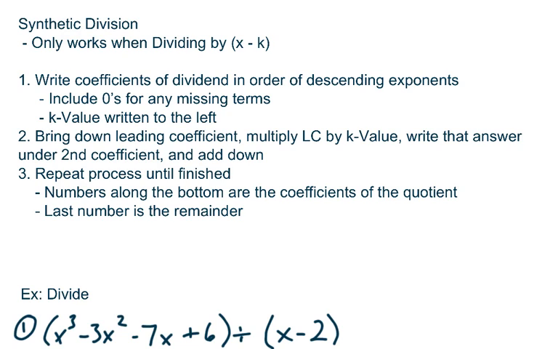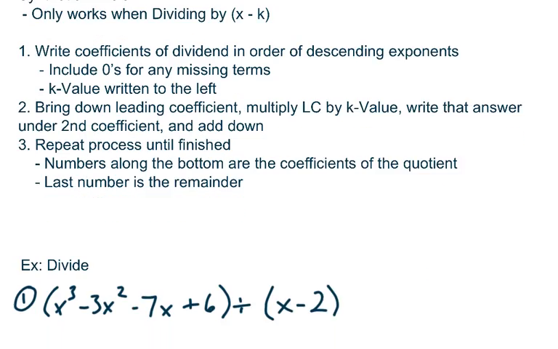Again, that probably makes no sense to you. I'm going to show you what it looks like. I've got several examples here for you. Hopefully that will make sense here in a minute. And then step number 3, repeat the process until you're finished. The numbers along the bottom are the coefficients of the quotient, and then the last number is going to be your remainder.